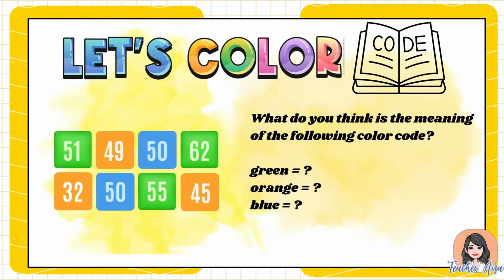Good job! Green boxes represents the number greater than 50. For the orange boxes, they represent numbers less than the number 50, and the blue boxes represent numbers equal to 50. These are what we call conditional formatting. Later we will learn more about this. Conditional formatting is one of the features we can use in spreadsheets. We will define it in a little while.